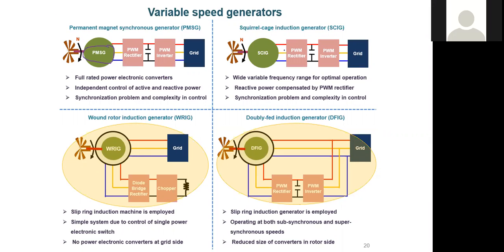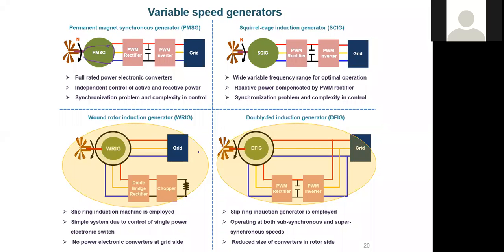Coming to the squirrel cage induction generator. Squirrel cage induction generators are of rugged construction and a singly fed machine. Here we can use the PWM rectifier and PWM inverter system similar to the permanent magnet synchronous generator, and full rated power electronic converters only we were using, but a wide variable frequency range for optimal operation is applicable. Reactive power is compensated by the PWM rectifier, and the synchronization problem and complexity of the control are also there with respect to the squirrel cage induction generator.